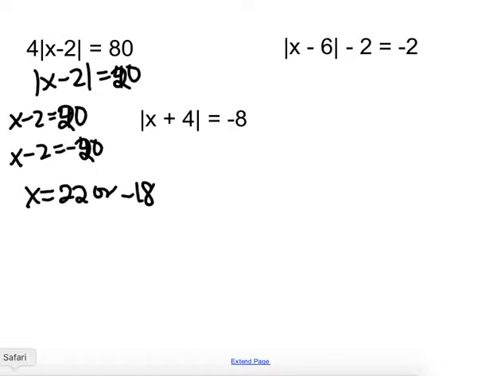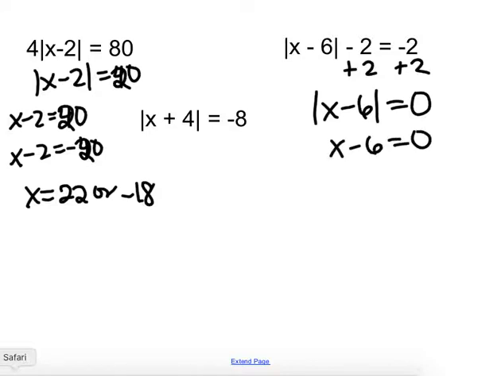All right, now we look at the next one. Once again, I want to get my absolute value alone, so I add 2 to each side. I get the absolute value of x minus 6 is equal to 0. Well, if I'm looking for something to be 0 units away from 0, then I really just have one equation. X minus 6 is equal to 0. There's not a positive or a negative of that. There are no two possibilities, just one. And so we have x is equal to 6. That's the only possibility for getting my absolute value as 0.